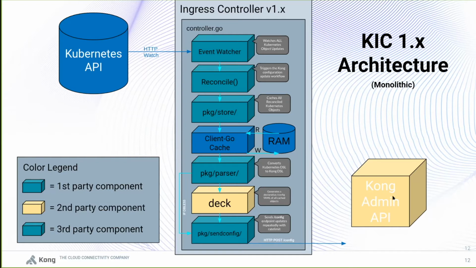This is the workflow. Most of the code in the original 1.x is all kind of tightly bound, which is why we say it's monolithic in this case. It's all tightly bound and integrated in one large chunk.